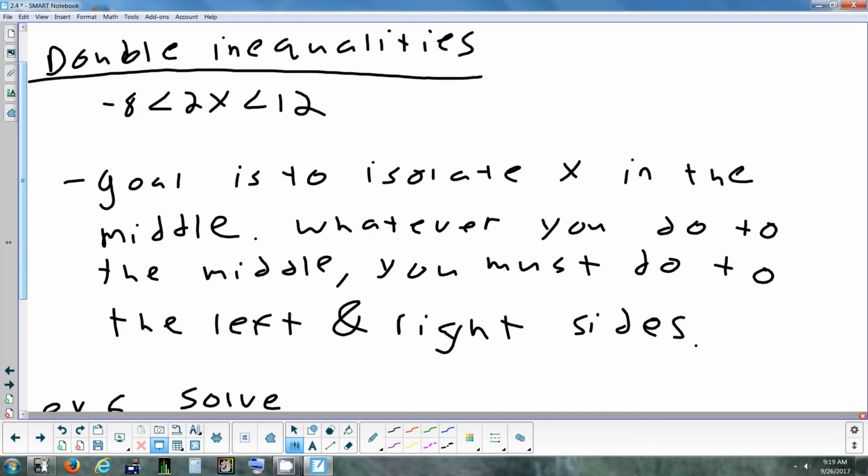So that inequality would be relatively straightforward. You just divide everything by 2. And you get negative 4 is less than x, which is less than 6.